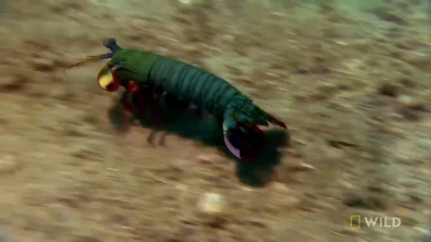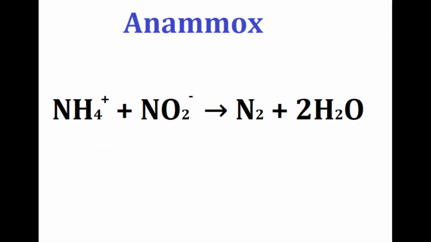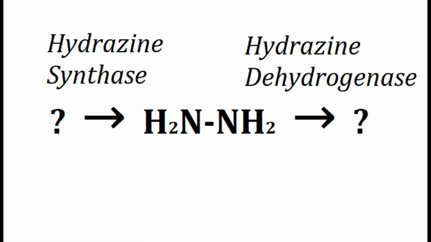Even though most ammonia oxidation uses oxygen as the electron acceptor, one variety, known as anammox, uses nitrite as the electron acceptor, producing diatomic nitrogen. The exact mechanism by which this happens is not fully understood, but it does appear to involve a hydrazine intermediate, which is produced by a hydrazine synthase enzyme and is oxidized further by a hydrazine dehydrogenase.